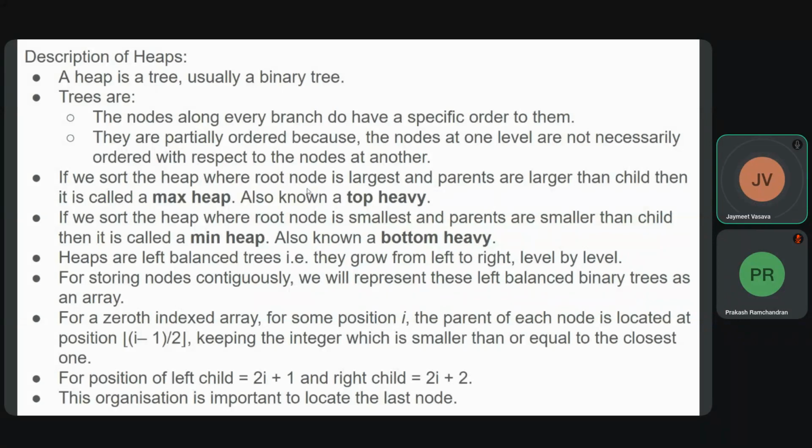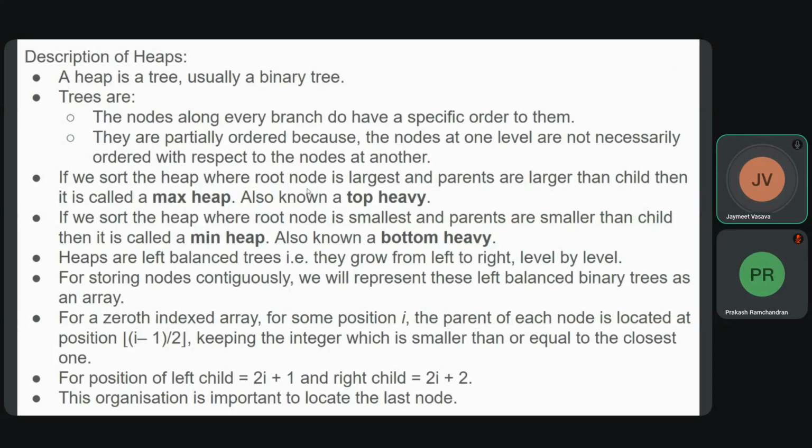For storing nodes contiguously, we will represent these left balanced binary trees as an array. So we'll be implementing heaps in terms of arrays. For zero-indexed arrays, and for some position i, the parent of a node is (i minus 1) divided by 2, and we'll be ignoring the fractional part. So we'll be taking the closest integer which is smaller than or equal to the value we have gotten.